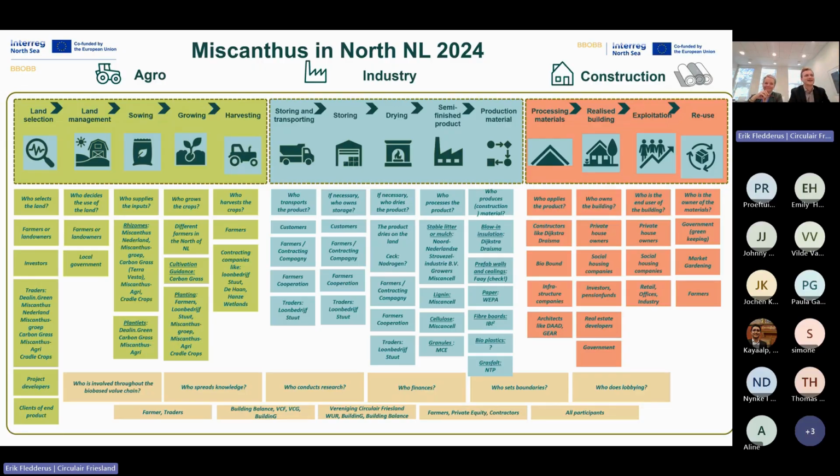Sort of yellow. Yeah. So who is involved throughout the bio-based value chain? That would be farmers and traders. They're basically everywhere on this chain. Who spreads knowledge? Those are the farmers and traders as well, but also organizations such as national parties, such as Building Balance, parties such as the one that I work for, the Circulair Friesland Association, Circulair Groningen Drenthe Association. These are associations that really want to spread knowledge on these types of materials.